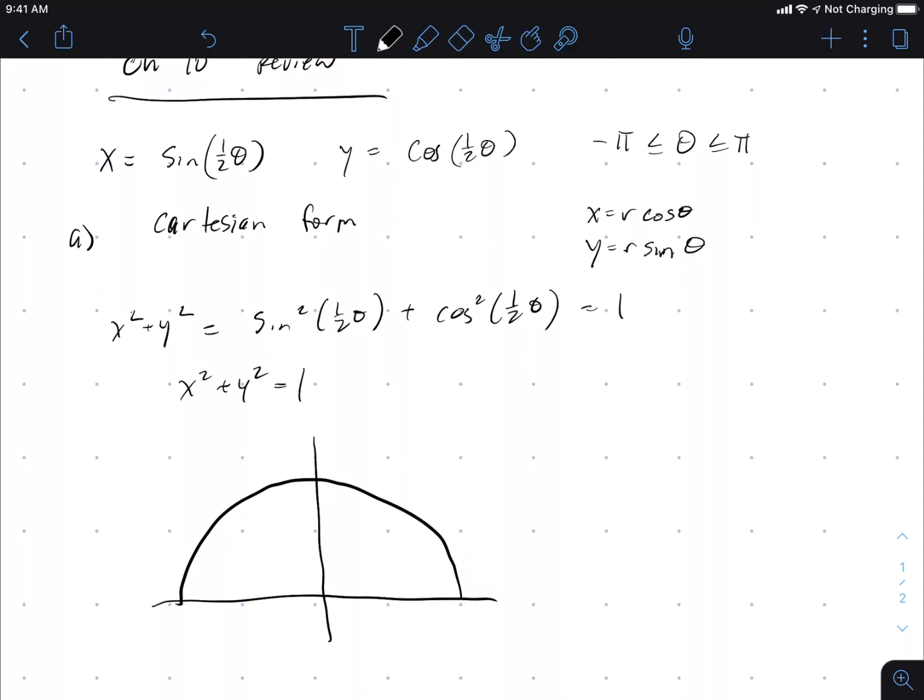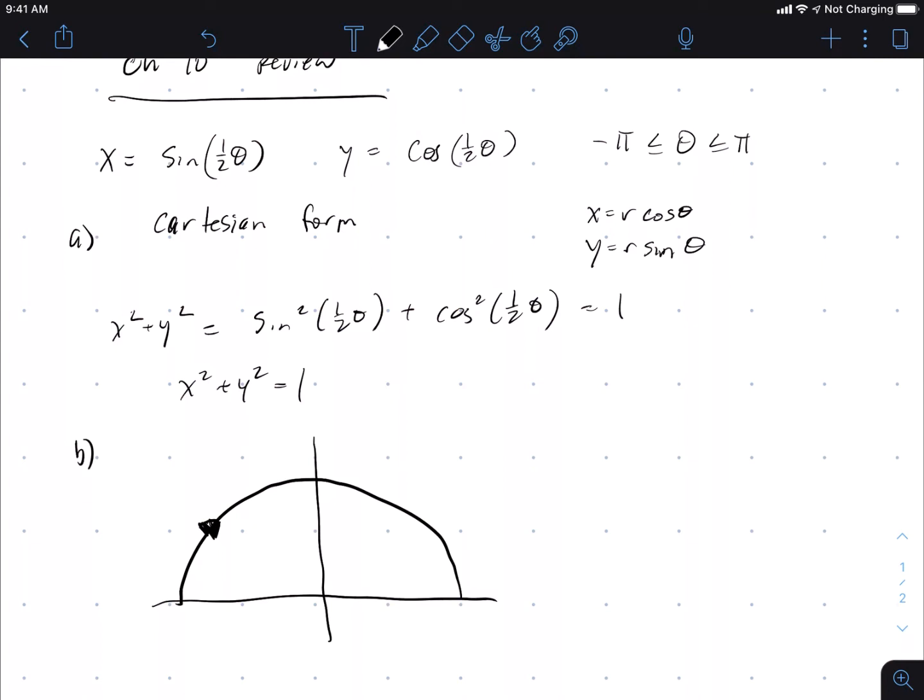One of the important things is, since we're going from negative pi to pi, which way are we going? We're going clockwise, so it's going this way. So this matters to us, and that helps us to figure out our values. So we see that it's going to go from negative 1 to 1 for x, and then from 0 to 1 for our y. Does that make sense? Yes. Okay.